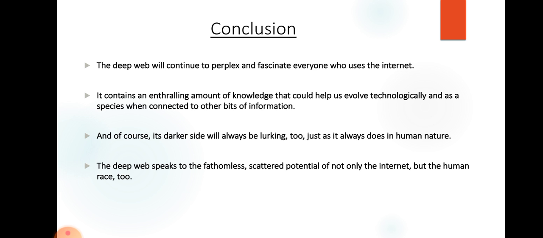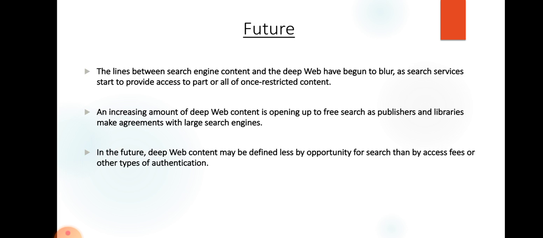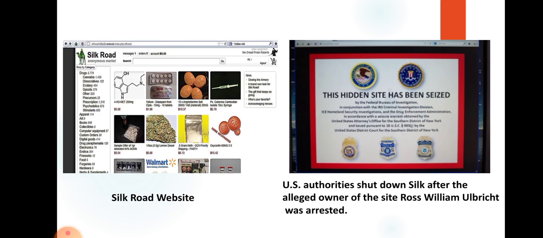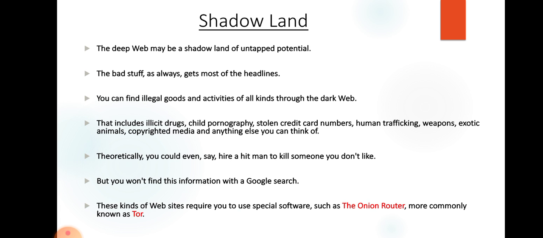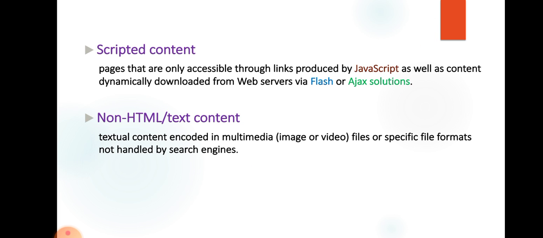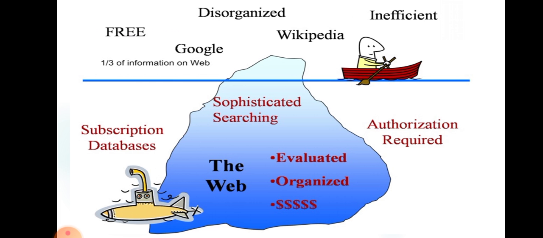So this is some of the information available on the deep web. In this section we discussed TOR, deep web, Shadowland, and some content which is available in the deep web.